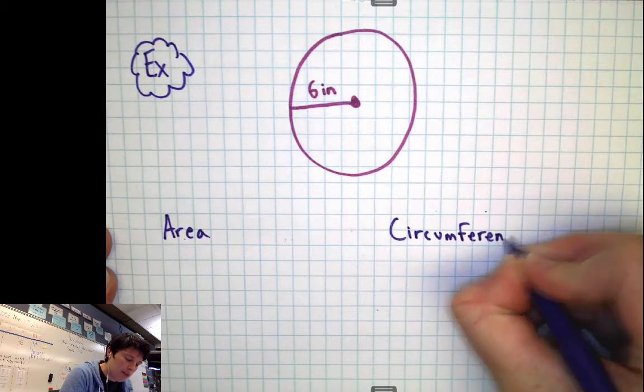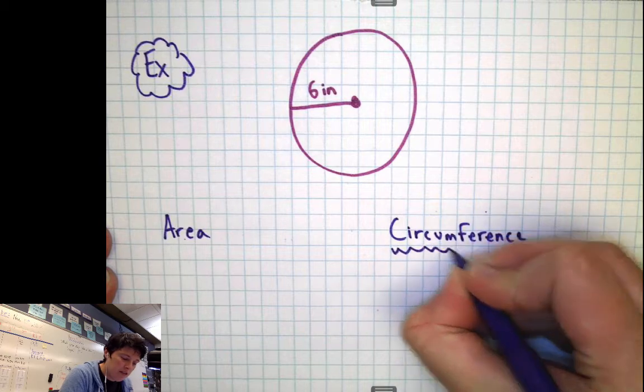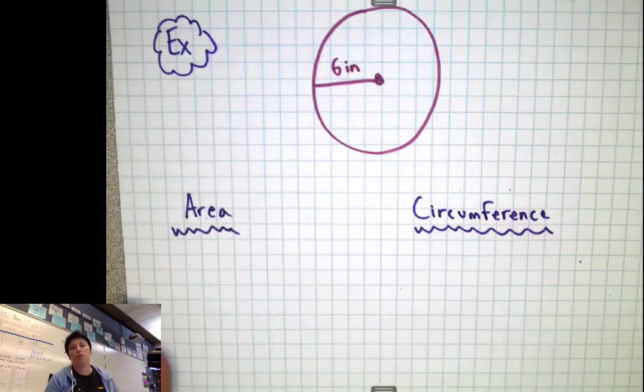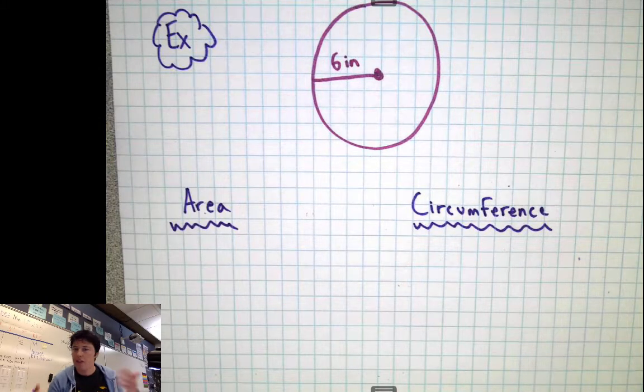I want to do both. Because we know both formulas, we might as well give it a shot. Okay, so which one do you want to start with first, area or circumference? Doesn't really matter. How about area?